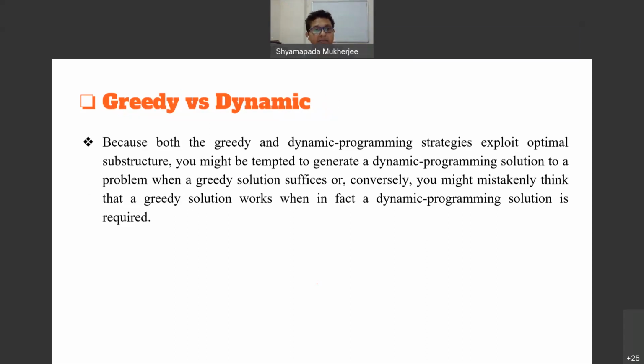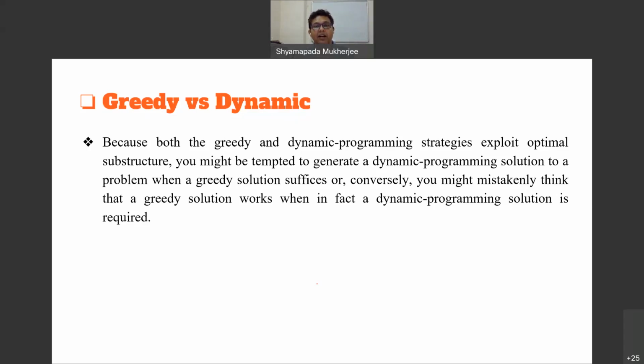Now there's a difference between greedy and dynamic. I already told you about the difference between them. If we compare them, both approaches show optimal substructure. But one thing is that in dynamic programming, all the subproblems should be solved before choosing the best one. But in a greedy algorithm, we need to apply the best choice approach, where we don't need to solve all the problems before selection. And another thing is that the greedy algorithm uses a top-down approach, whereas dynamic programming uses a bottom-up approach.